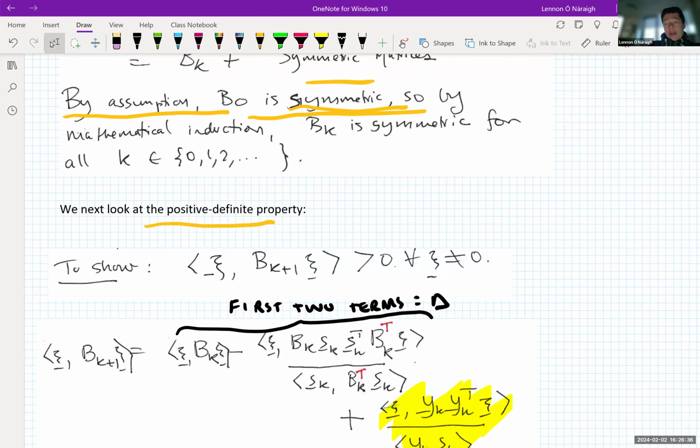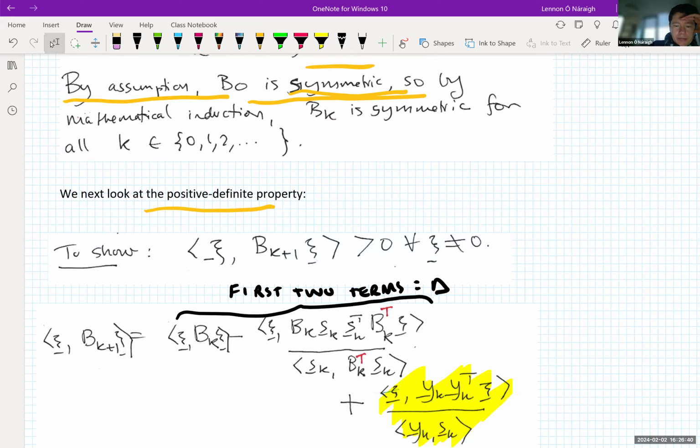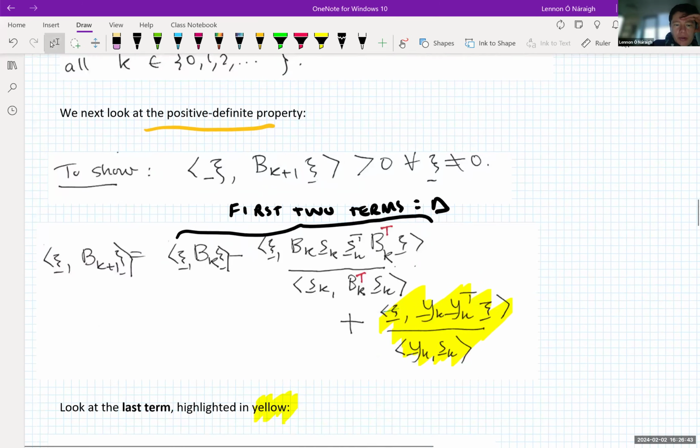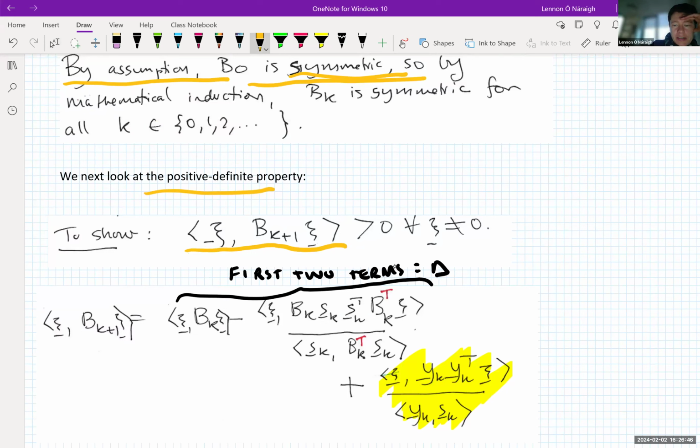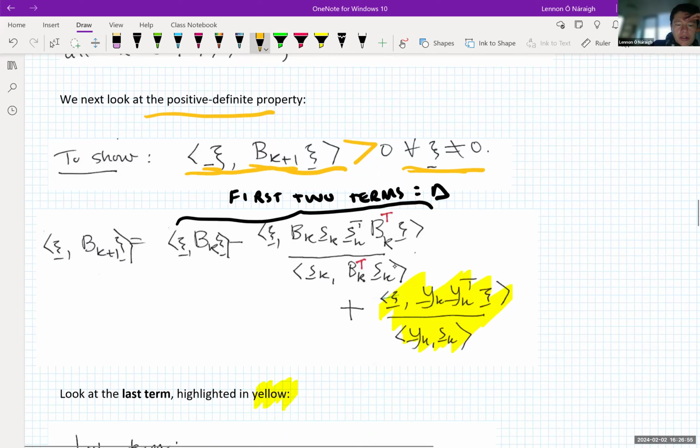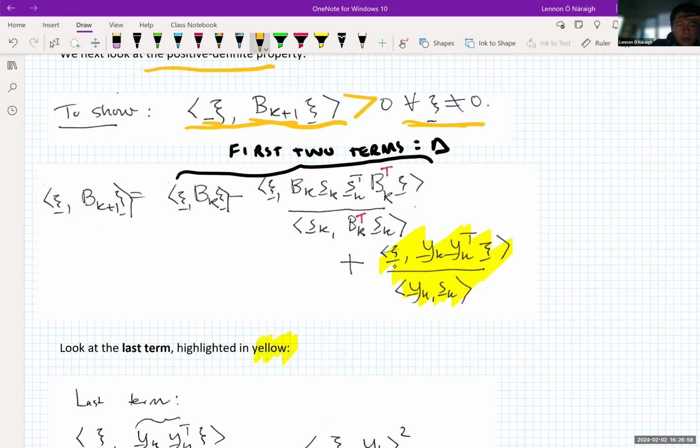And again, it's a proof by induction. But we need to show that this inner product of xi with B_{k+1} times xi is greater than 0 for all xi non-zero. So we look at a direct computation. We need to compute xi scalar product with B_{k+1} times xi. By definition of B_{k+1}, it's the scalar product of xi with B_k times xi, minus this combination here, plus a final combination which I've highlighted in yellow.